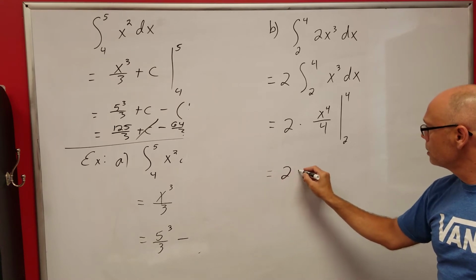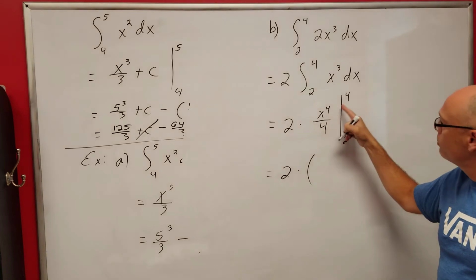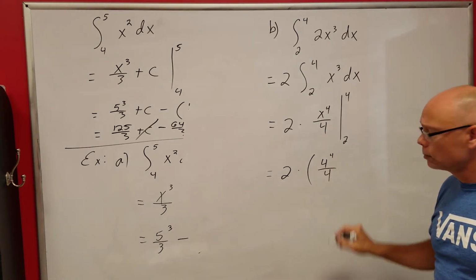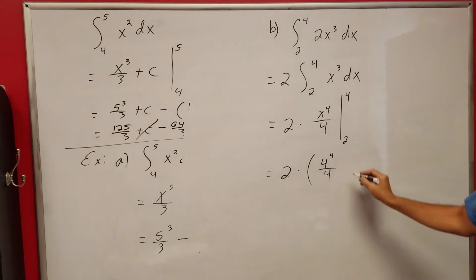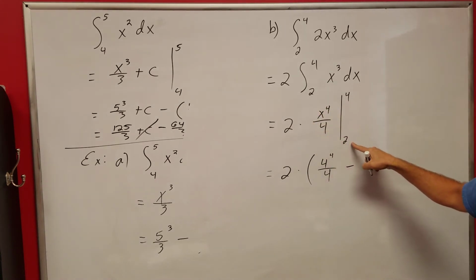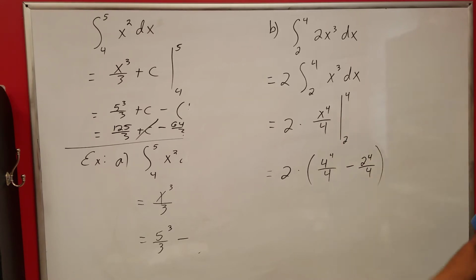All right, so this is 2 times, let's evaluate this antiderivative at 4. So 4 to the 4th over 4. And we're going to subtract from it this antiderivative evaluated at 2. So 2 to the 4th over 4.